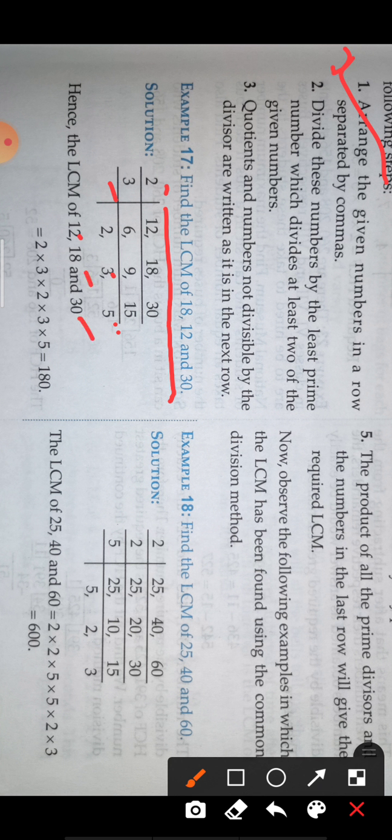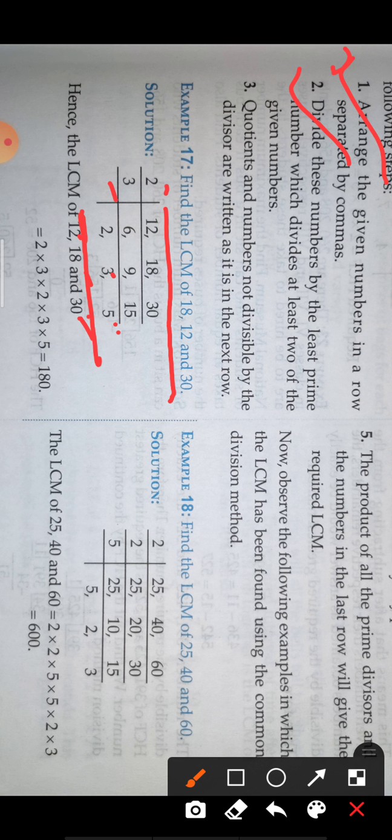The second point is that you divide these numbers by the least prime number which divides at least two of the given numbers. We have already divided these three numbers by prime numbers. The third point is that the quotient and numbers not divisible by the divisor are written as they are in the next row. So you have to divide until you get prime numbers in both quotient and remainder. Here we have prime numbers in both.